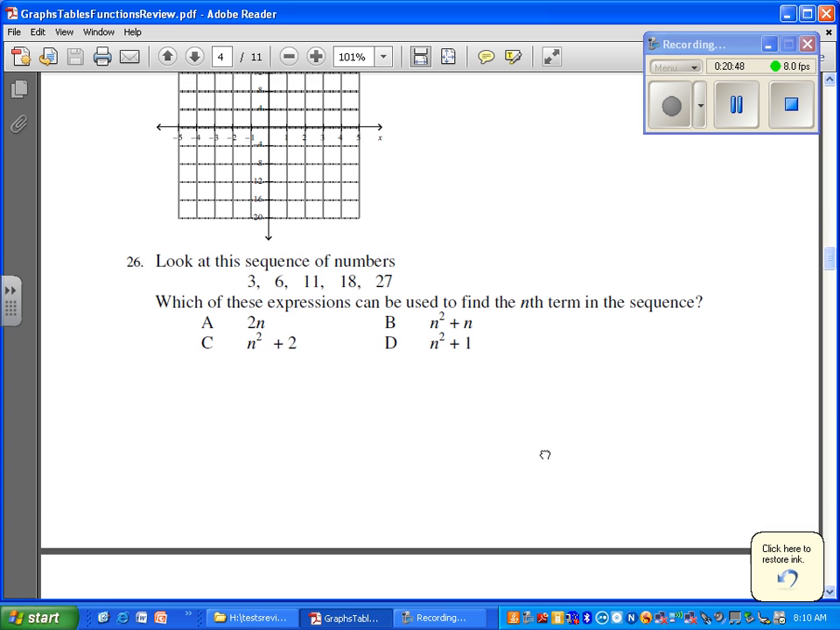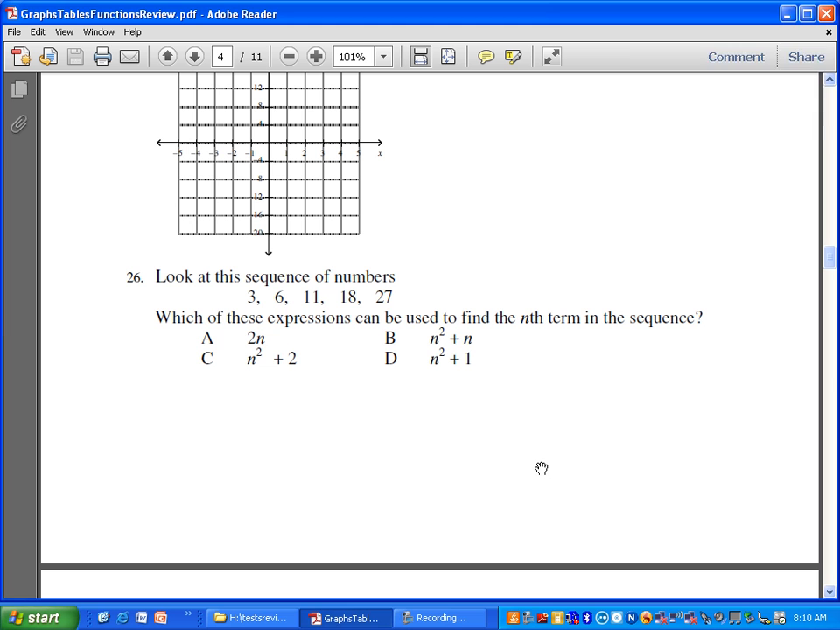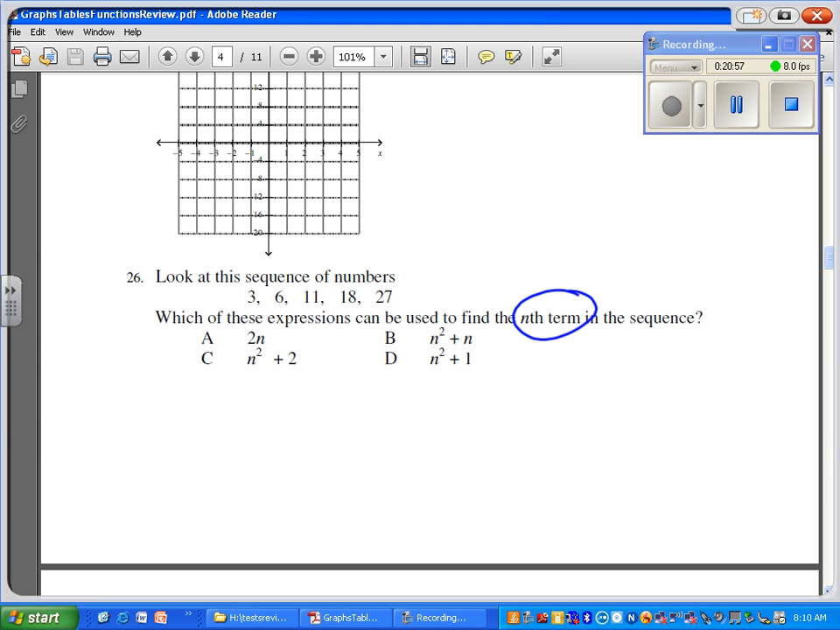All right, number 26, last problem. Look at this sequence of numbers. Which of these expressions can be used to find the nth term in the sequence? So nth term, we're talking about a function.